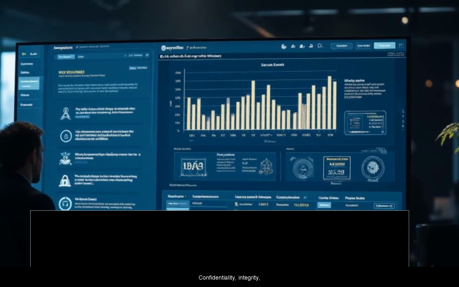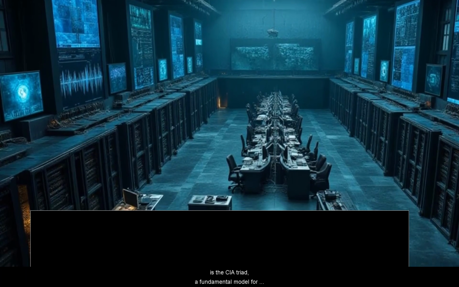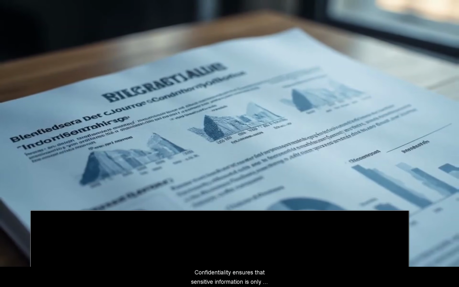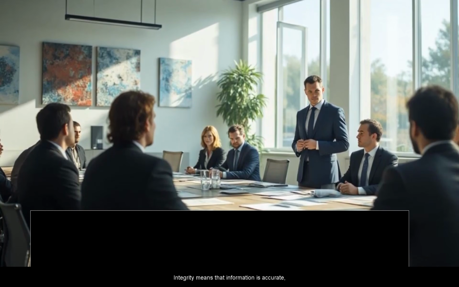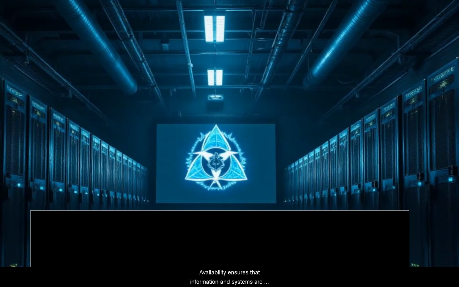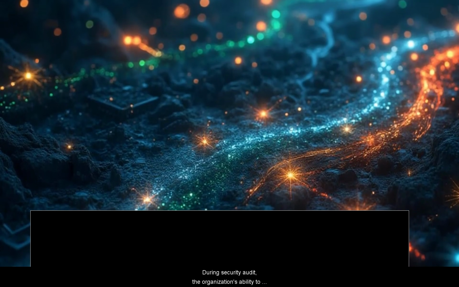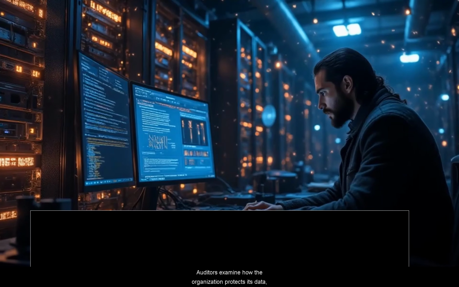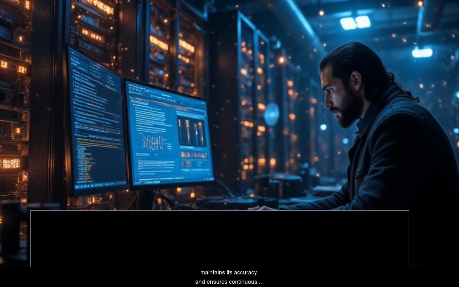1. Confidentiality, integrity, and availability, the CIA triad. At the core of any security audit is the CIA triad, a fundamental model for information security. Confidentiality ensures that sensitive information is only accessible to those authorized to view it. Integrity means that information is accurate, reliable, and free from unauthorized modification. Availability ensures that information and systems are accessible to authorized users when needed. During a security audit, the organization's ability to maintain the CIA triad is carefully assessed. Auditors examine how the organization protects its data, maintains its accuracy, and ensures continuous availability.